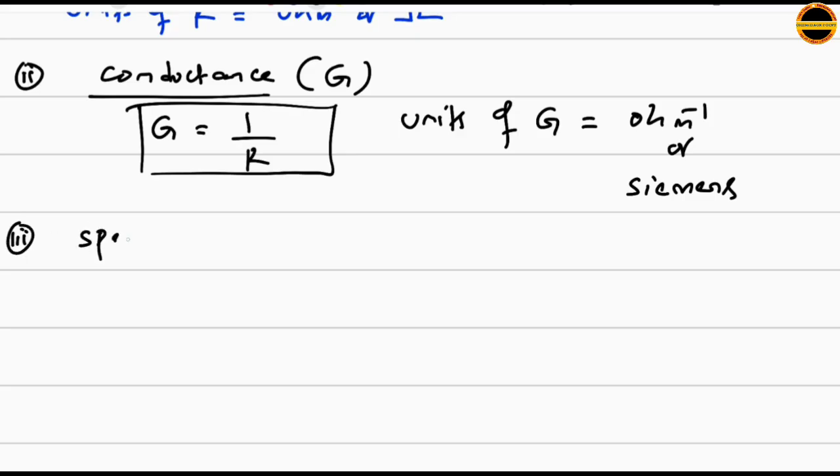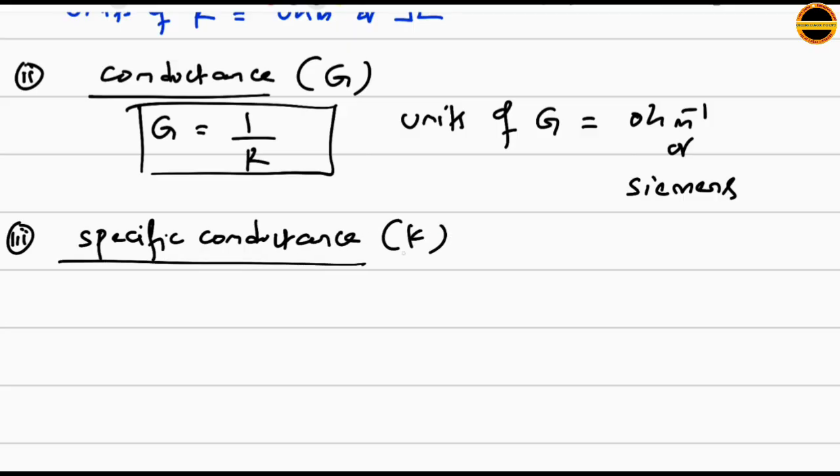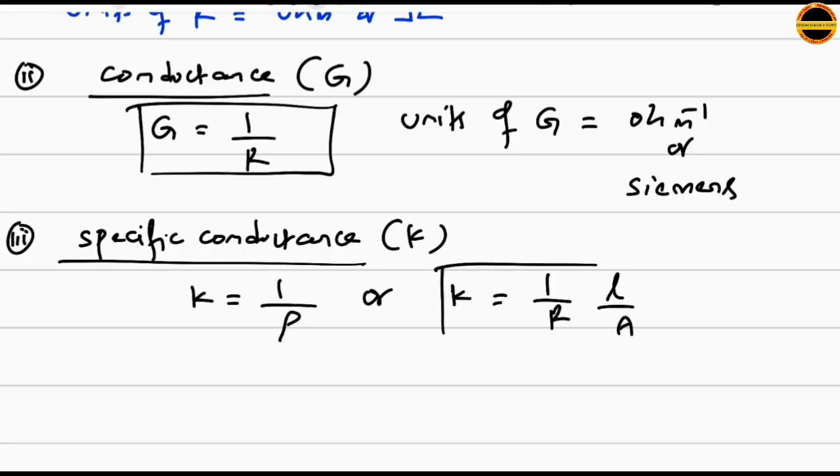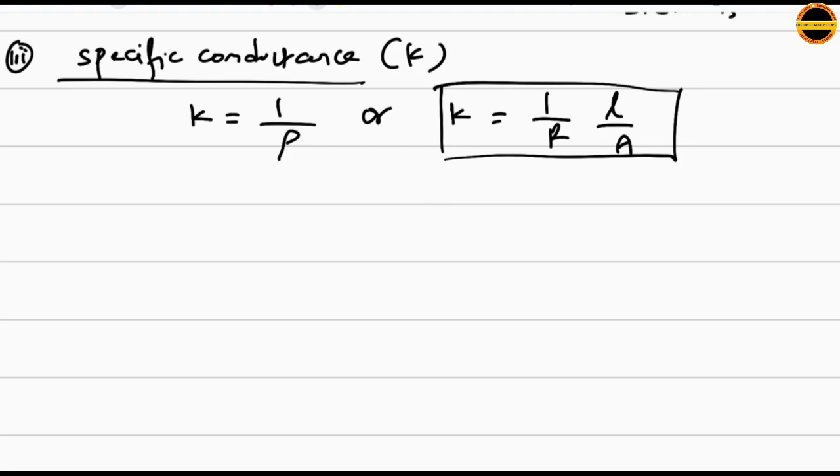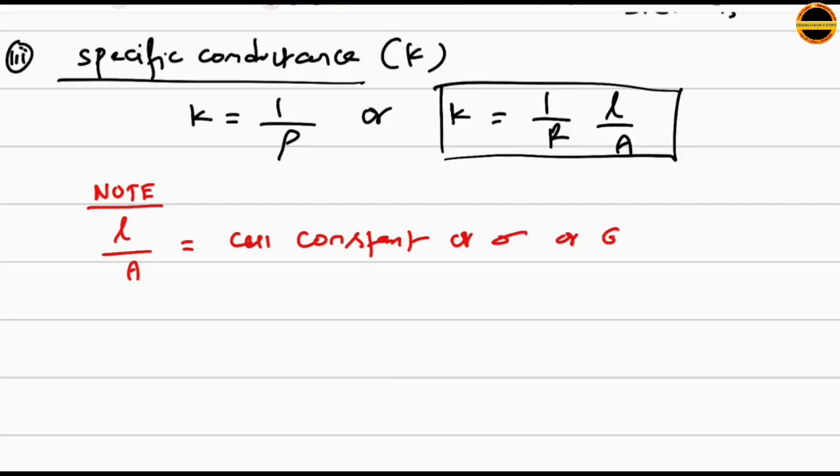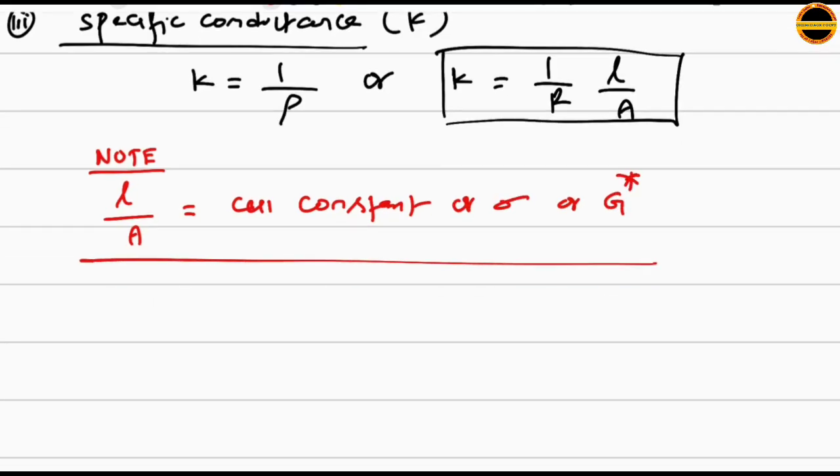Another term, specific conductance, which we represent by the letter K. Here K is equal to 1 by rho. So you can write K is equal to 1 by R times L by A, the formula based on the above terms. But here is one important new term, which is L by A, which we call the cell constant, or you can write sigma or G star. Cell constant is L by A.